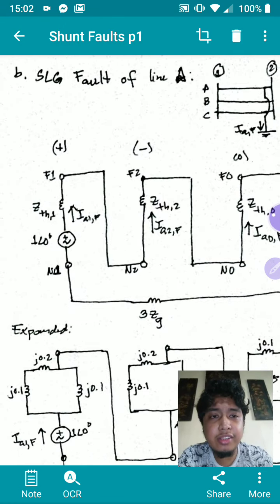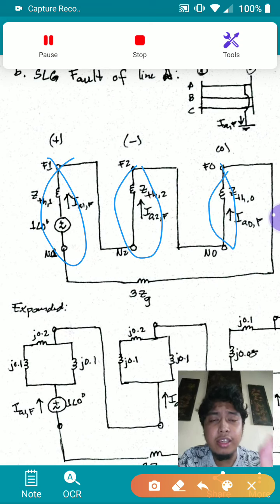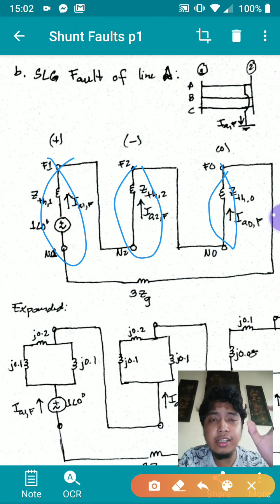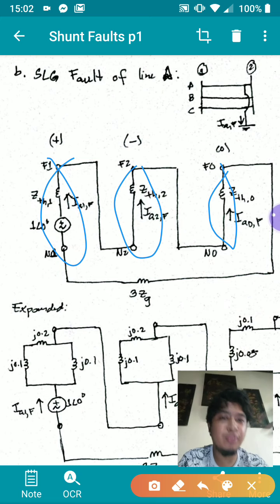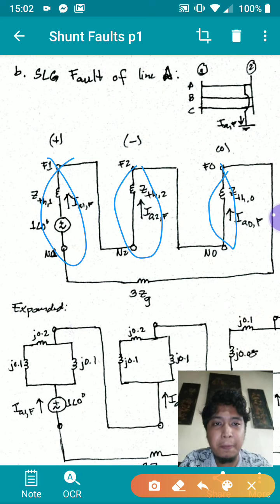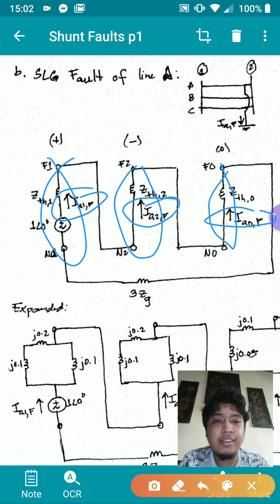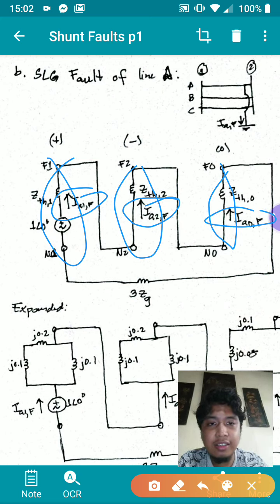I have the 3 sequence networks here. This is my positive sequence, the negative sequence, and the zero sequence. Now, for a single line to ground fault that occurs at line A, take note, that is at line A, that is important, the 3 sequence networks are connected in this way, such that your IAF, IA1, IA2, and IA0 are equal. They are basically in series.